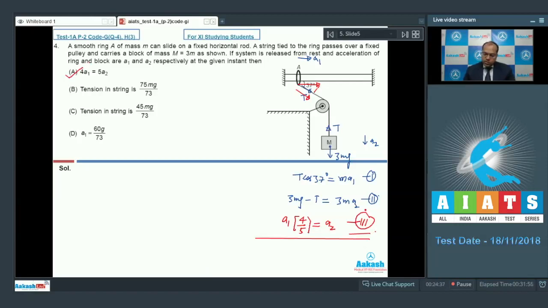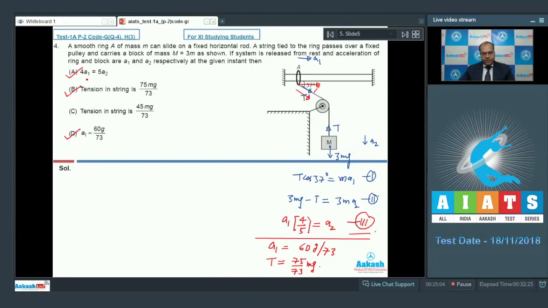And if I solve equation 1, equation 2 and equation 3, then we will find that the value of a1 comes out to be 60g by 73 and the value of T comes out to be 75 by 73 mg. So option D is correct and option B is also correct. So the correct answer for question number 4 are option A, B and D.